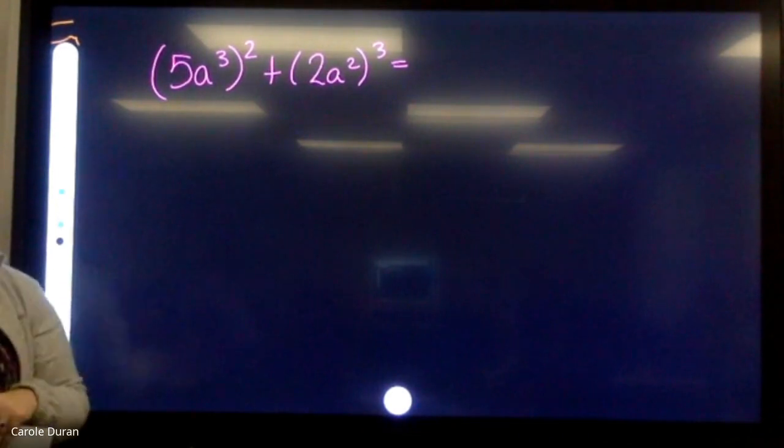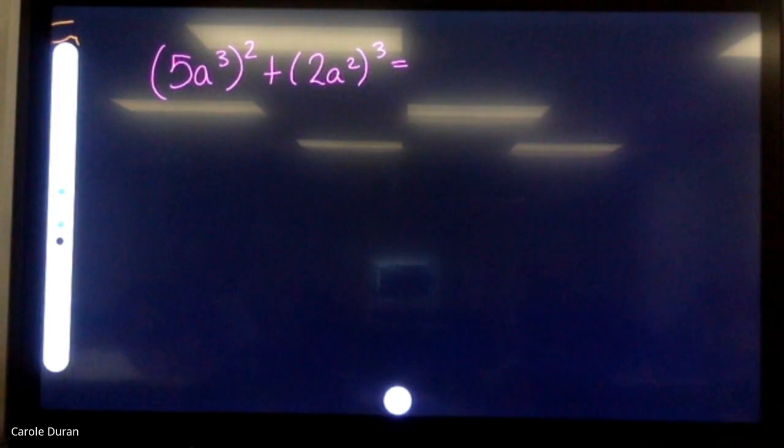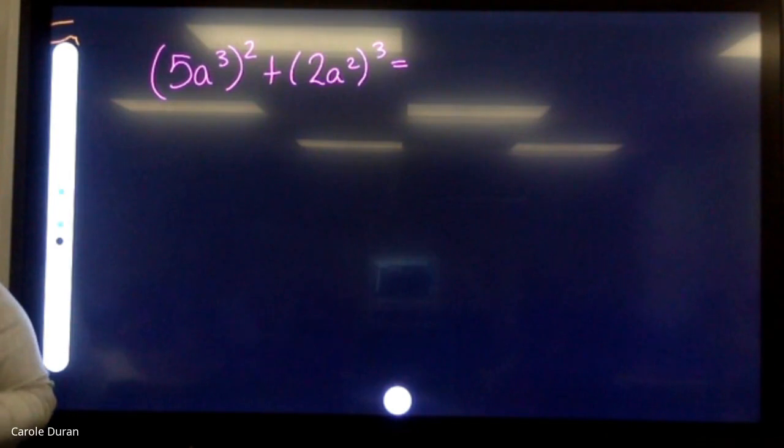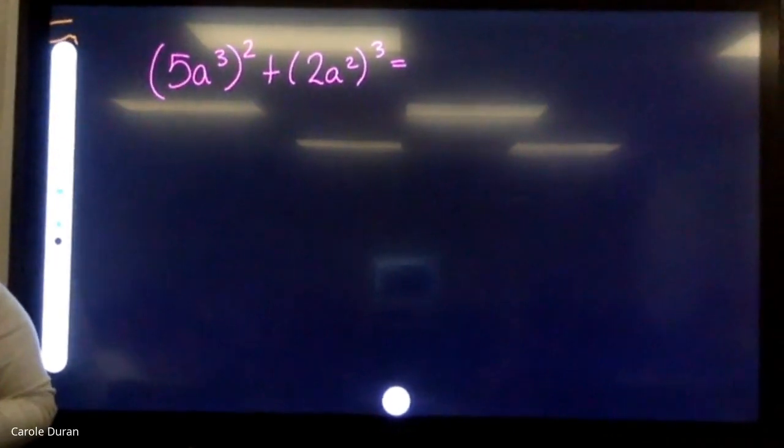Okay, so I have 5a cubed all squared plus 2a squared all cubed. I said monomials don't have addition or subtraction, and that doesn't mean we can't put them together. Oh, we're doing all of them.